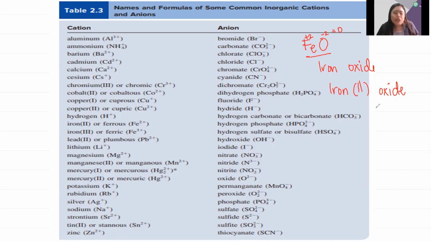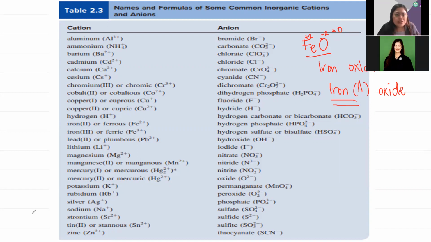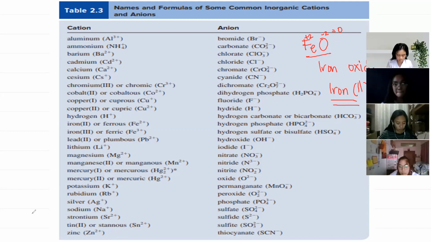That's how you name the compound with an element na dalawa ang charge or tinatawag nating divalent. Okay? Questions so far? Alin dito ang hindi talaga naintindihan or nako-confuse pa rin hanggang ngayon?